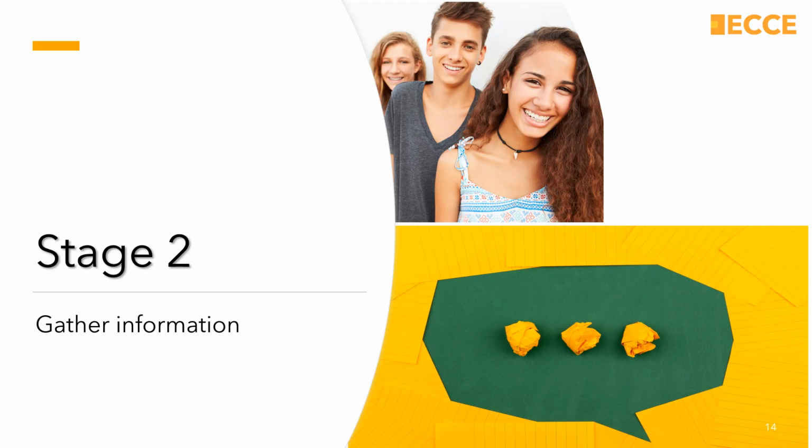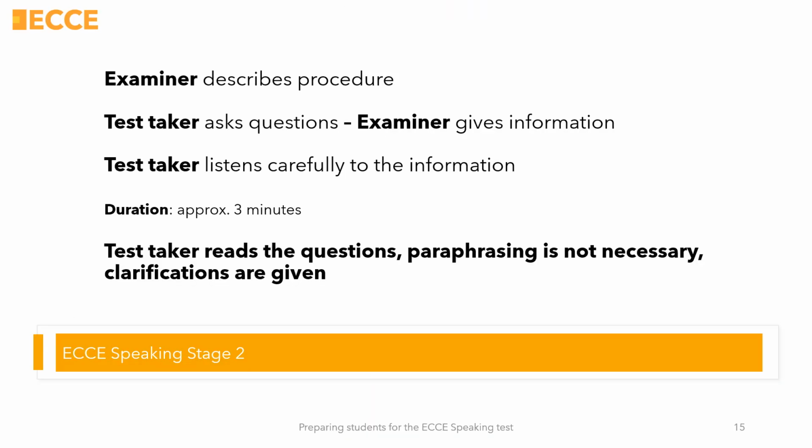Now, let's talk about stage 2. At the beginning of stage 2, the examiner gives the candidate a prompt which contains a description of the procedure, 3 questions for the candidate to ask, and 2 options to choose from.